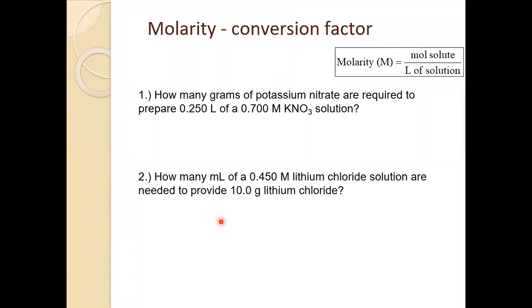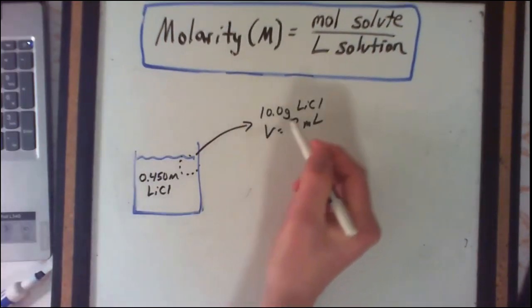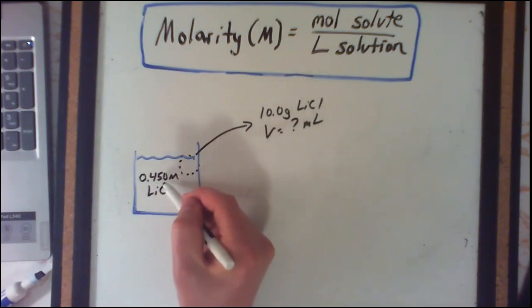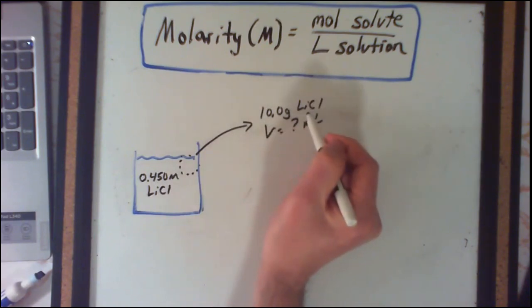And finally, our last example today is we want to calculate what volume in milliliters of a 0.45 molar lithium chloride solution we need to give us 10 grams of the solute lithium chloride. So this is our picture. We want to calculate the volume of this solution. How much of this 0.45 molar lithium chloride solution do we need to give us 10 grams of lithium chloride?